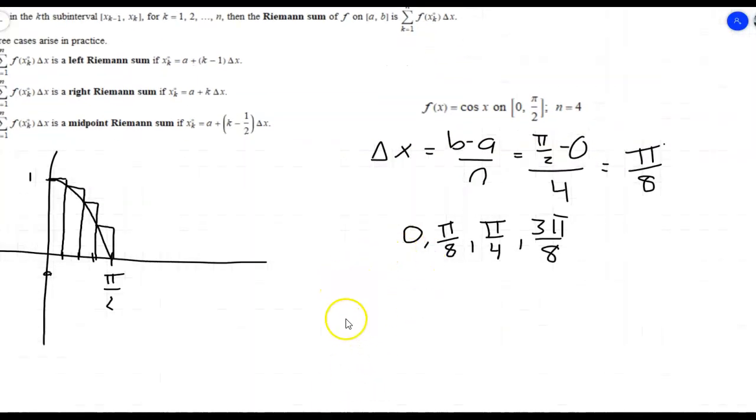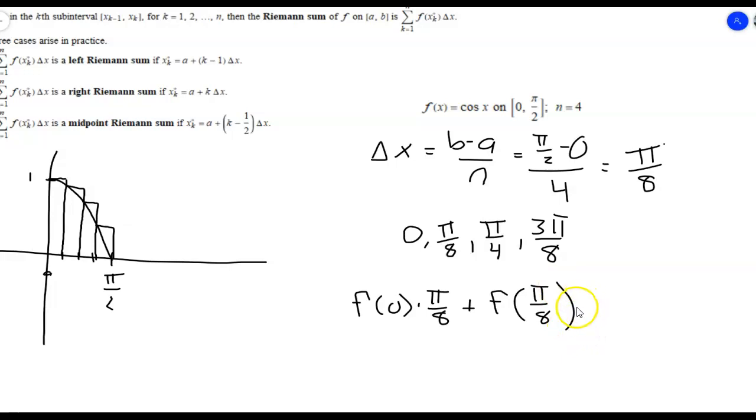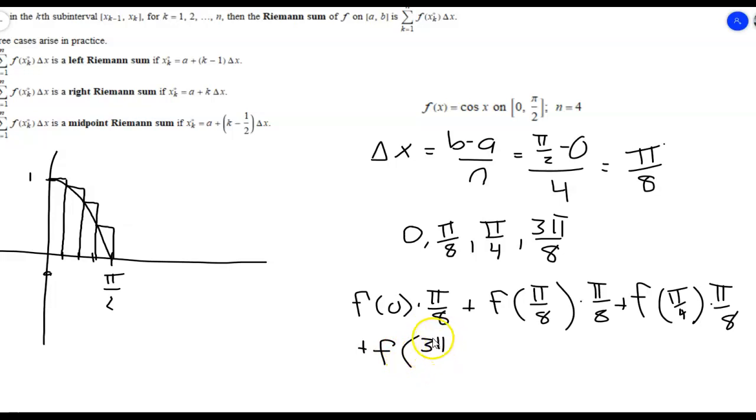So the first one is f of 0 times pi over 8, plus f of pi over 8 times pi over 8, plus f of pi over 4 times pi over 8, and finally plus f of 3 pi over 8 times pi over 8.